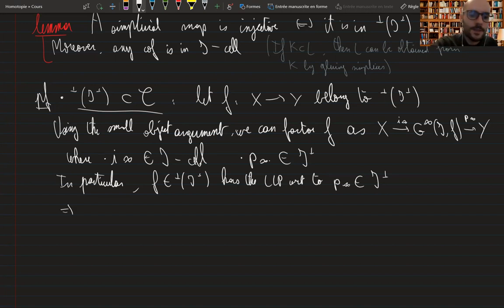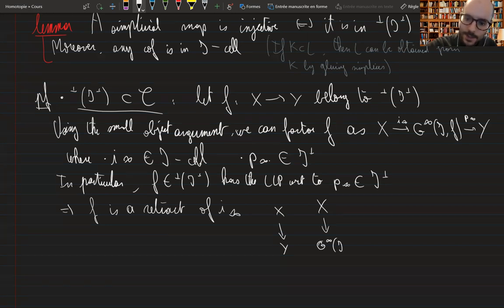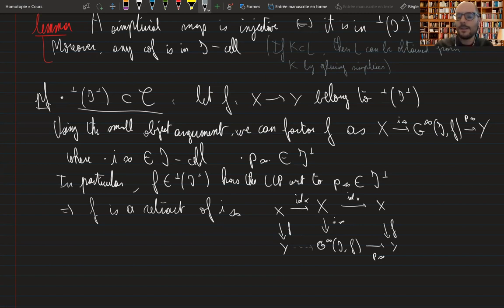So as a consequence, F is a retract of I infinity. We saw this argument several times. Right, so we want to do it like this. G infinity of I F. So in principle, all we have is something like this, right? And we want to be able to find something here that makes the diagram commute so that F becomes a retract of this map here. So all we need to do is to do something like this.